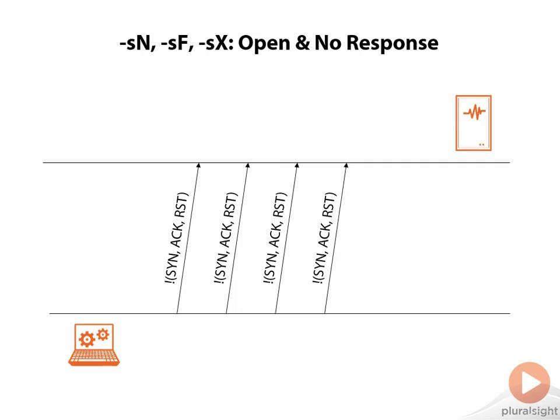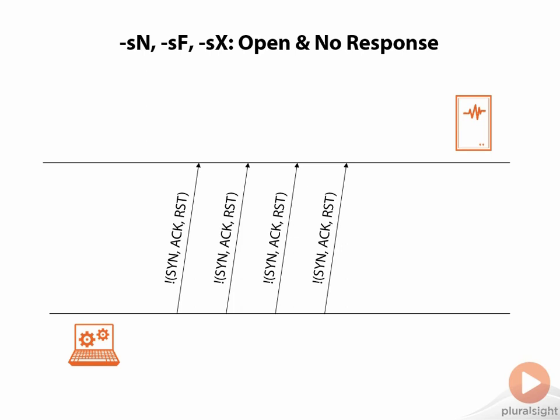The RFC describing TCP communications states that if a system receives a packet without the SYN, ACK, or reset bits set, it should drop the packet. What this means for interpreting our scan results is that using any of these three options, N, F, or X, you'll never be able to positively determine if a port is open, since the target should drop the packet and you'll never get a response.